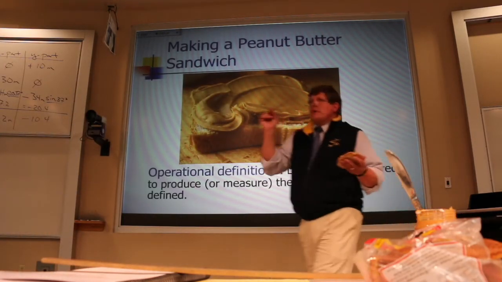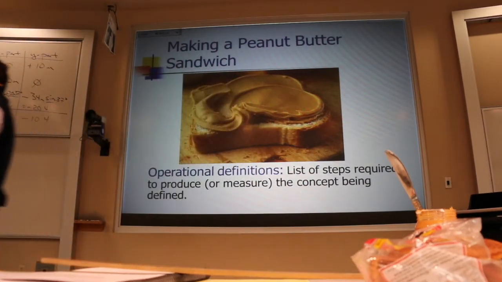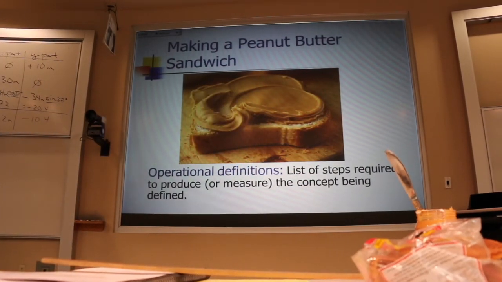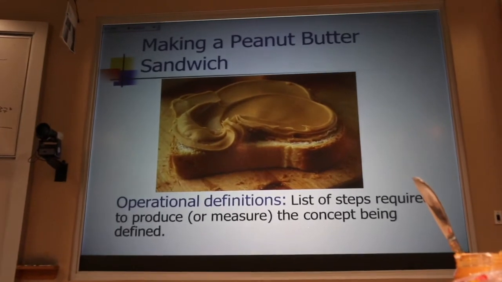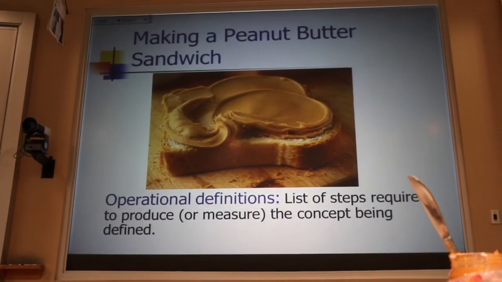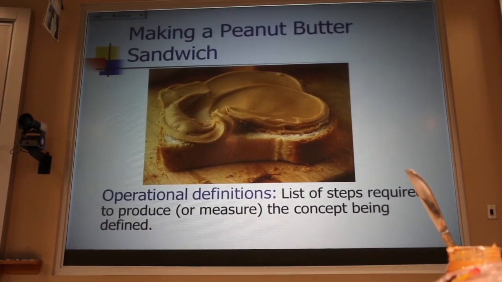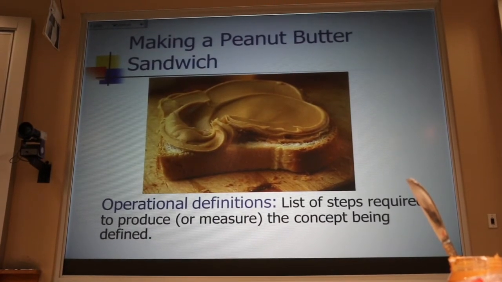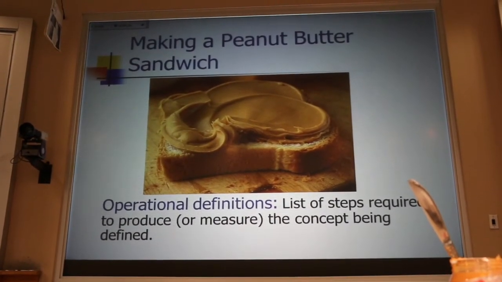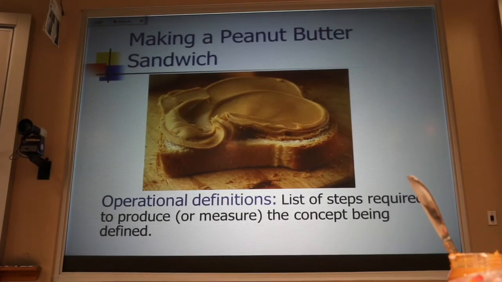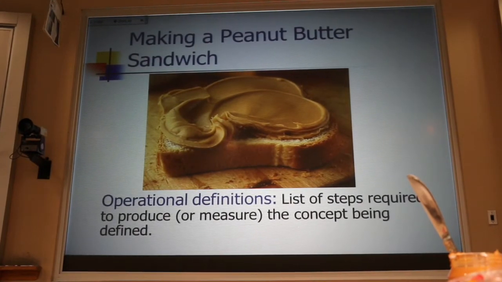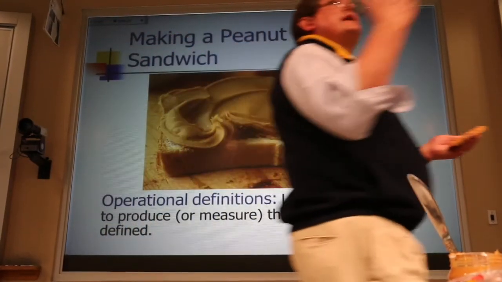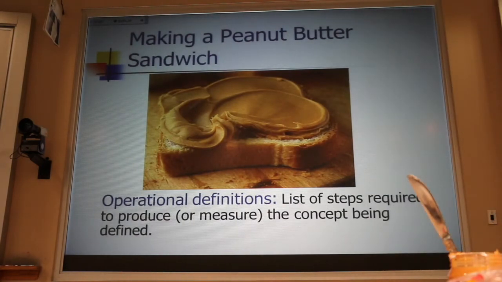Now, that recipe has to be so clear and so concise that an intelligent reader or listener cannot possibly misunderstand it. You have to write it in such a way that there's no way you could end up with something that doesn't look like a peanut butter sandwich. A good way to test an operational definition is to read it to a friend over a phone. And if they end up making the same thing you made, it's a good definition.